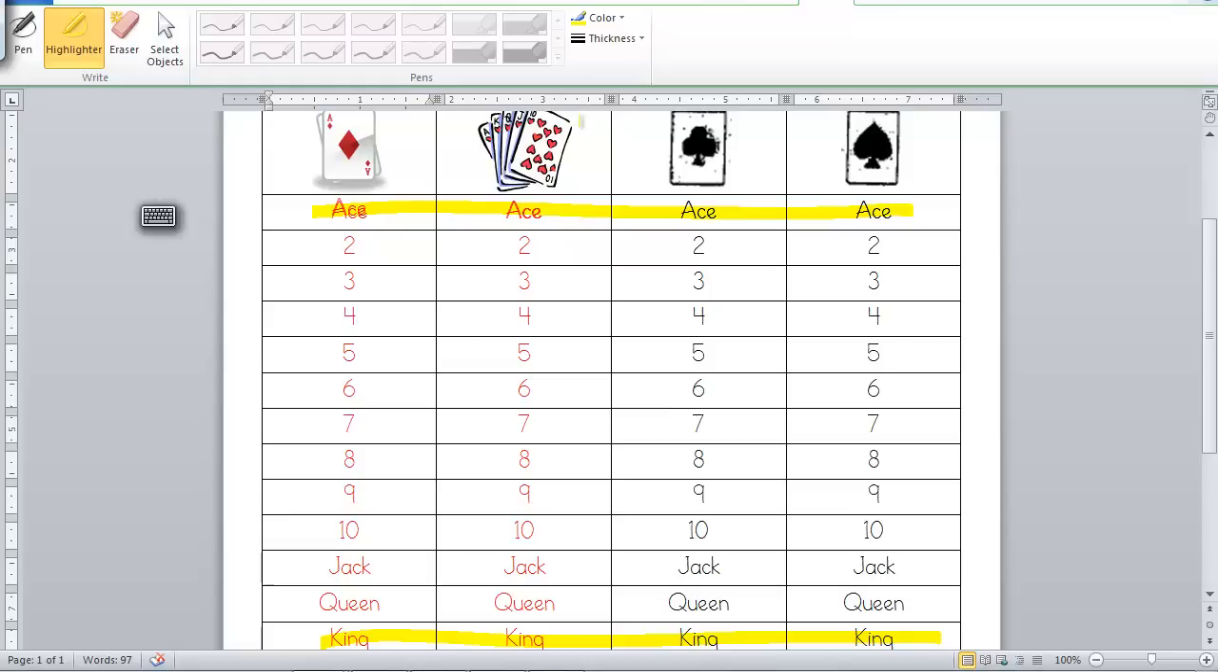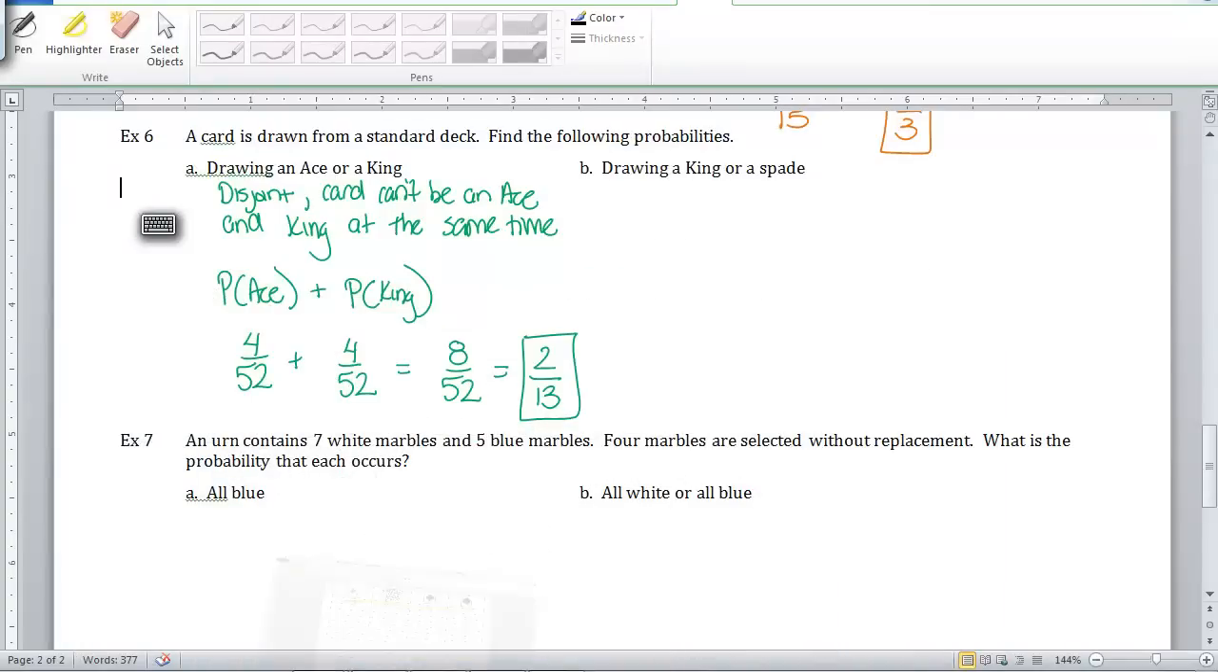So since for an ace, I have a probability of 4 out of the total 52, and for a king, a probability of 4 out of the 52. This is why I did 4 over 52 plus 4 over 52. I didn't have any overlap to subtract out, because again, an ace can never be a king at the same time. So 2 out of 13.